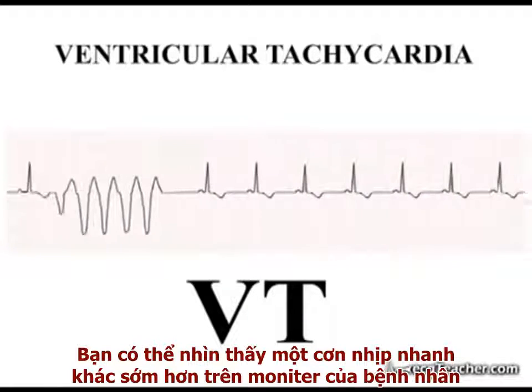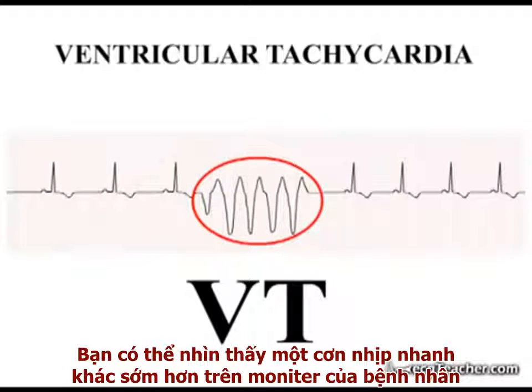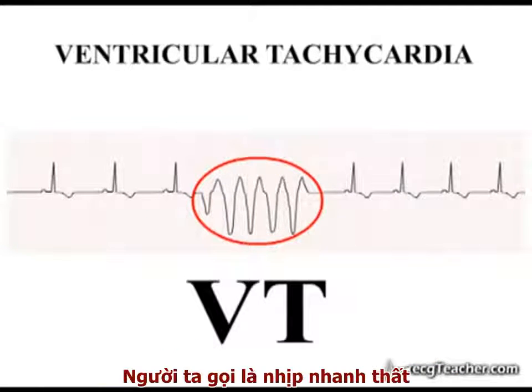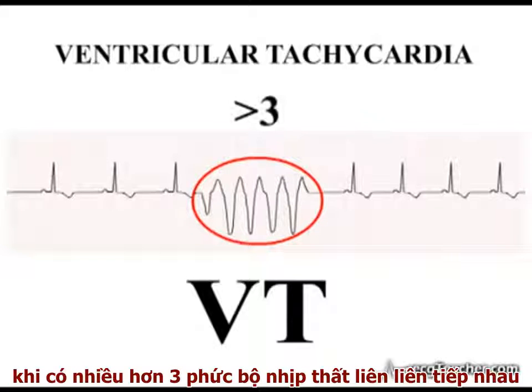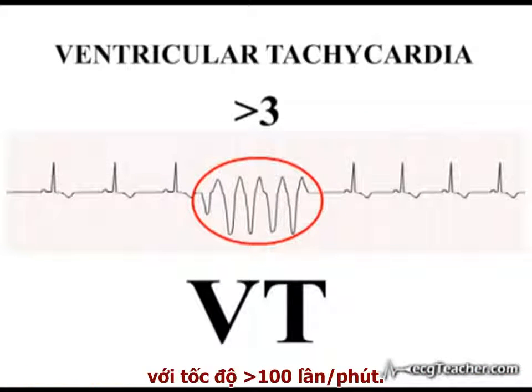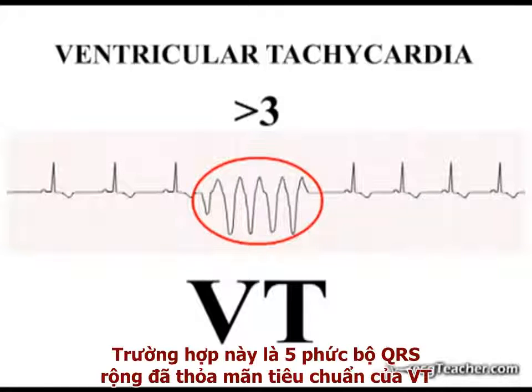You may have spotted this earlier event on the patient's monitor. Ventricular tachycardia is present when more than 3 consecutive ventricular complexes occur at a rate of greater than 100 beats per minute. This run of 5 broad complex beats meets this definition of VT.